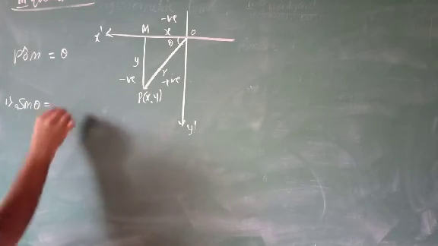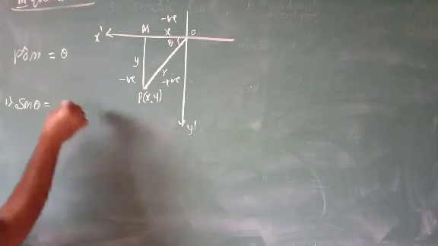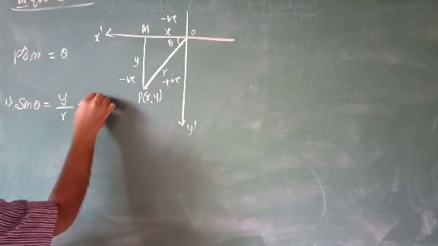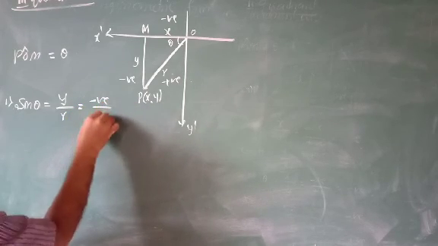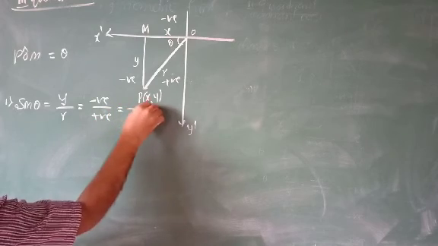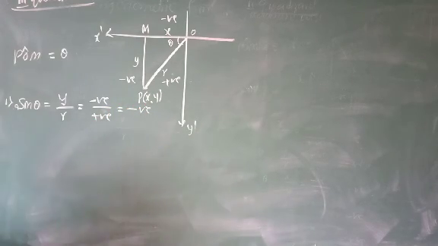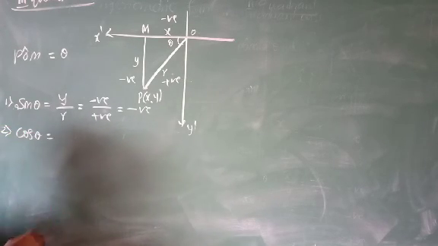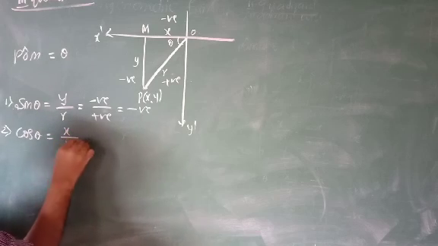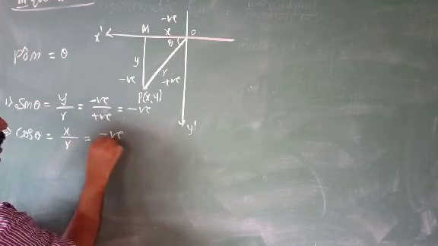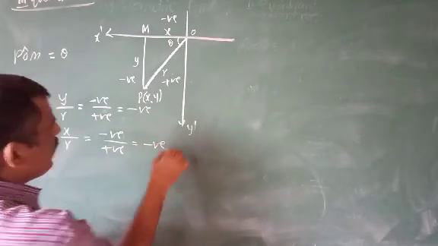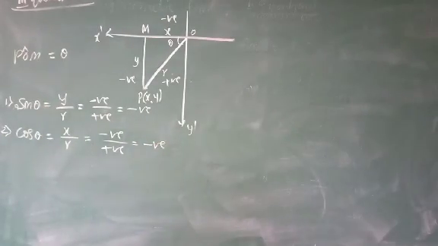Sin theta is defined as opposite y divided by r. Y is negative and r is positive, so negative divided by positive is negative. The second one is cos theta, which is x divided by r. X is negative and r is positive, so negative divided by positive is negative.